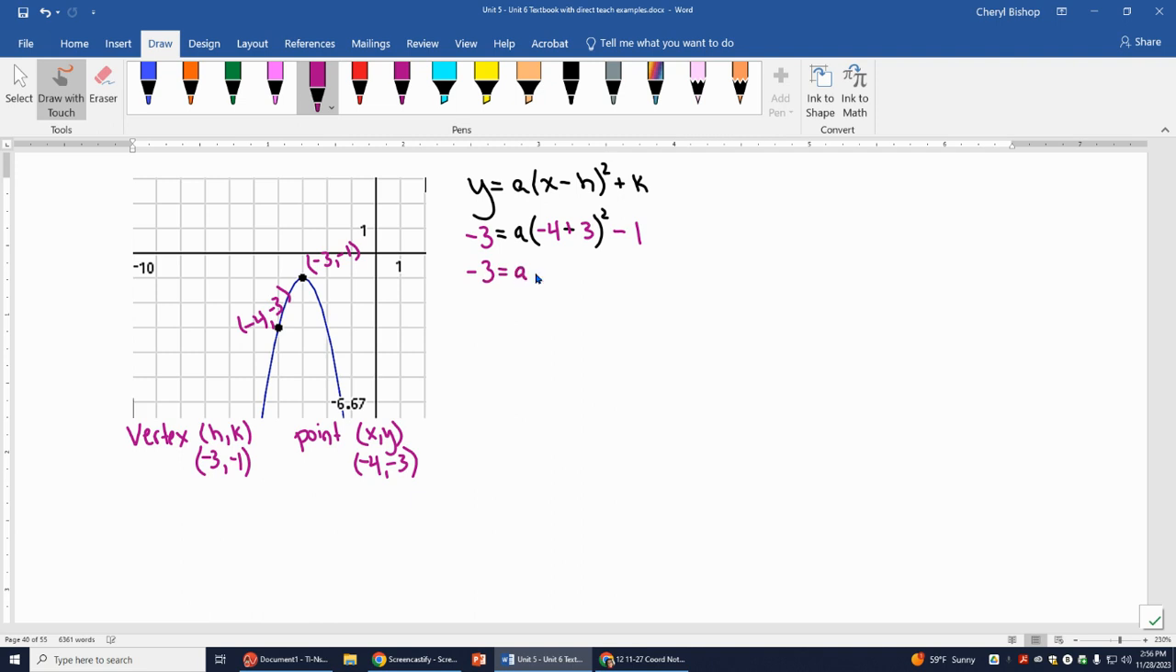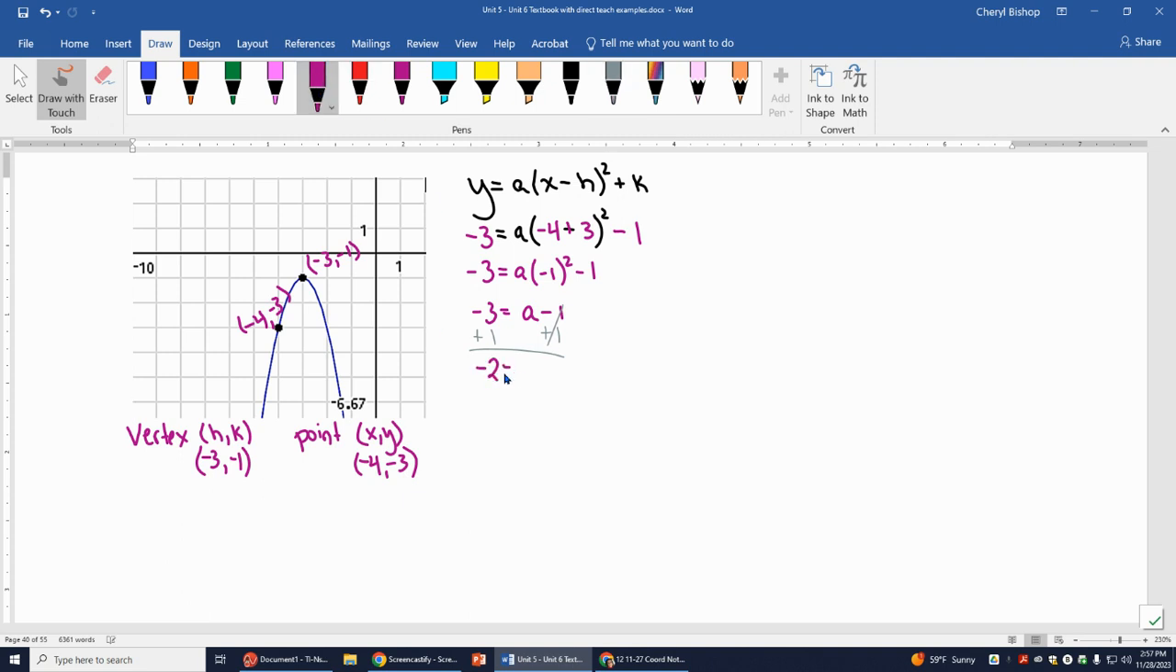Negative 3 equals a times negative 4 plus 3, which is negative 1, squared, minus 1. I'm going to square that negative 1. A times negative 1 squared is just 1, so that's just a times 1, which is a, minus 1. Addition property of equality, move that 1 to the other side.